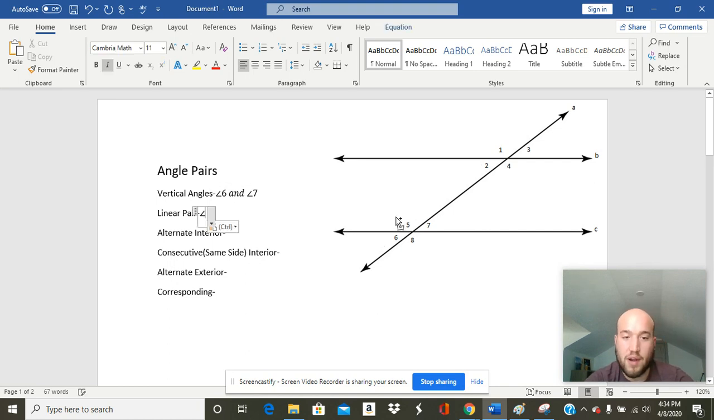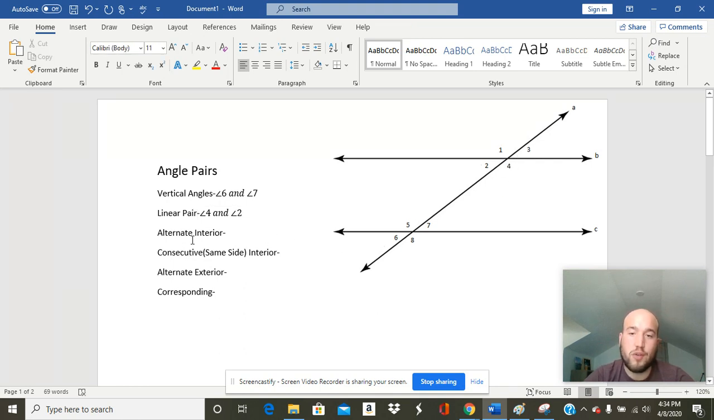A linear pair, once again, there are numerous answers. We're just choosing one. So angle 4, and there'd be 2 options, either 4 and 2 or 4 and 3. So 4 and 2, you see how they are adjacent, meaning they're beside each other, and they're supplementary, meaning they add up to 180. So that's a linear pair.